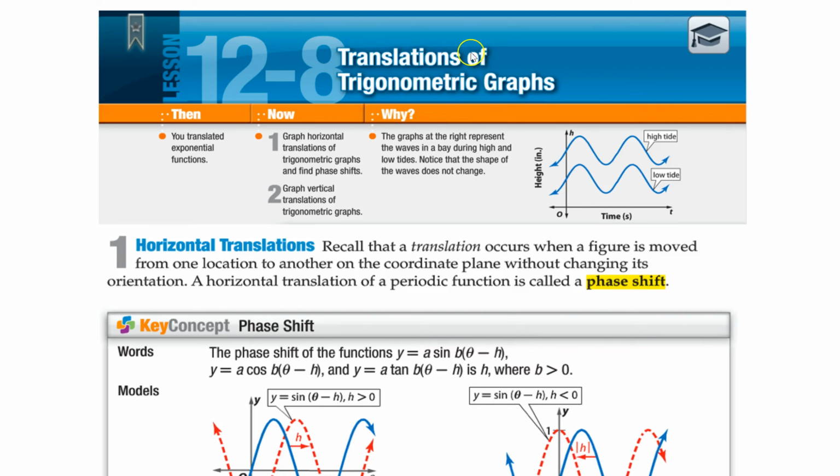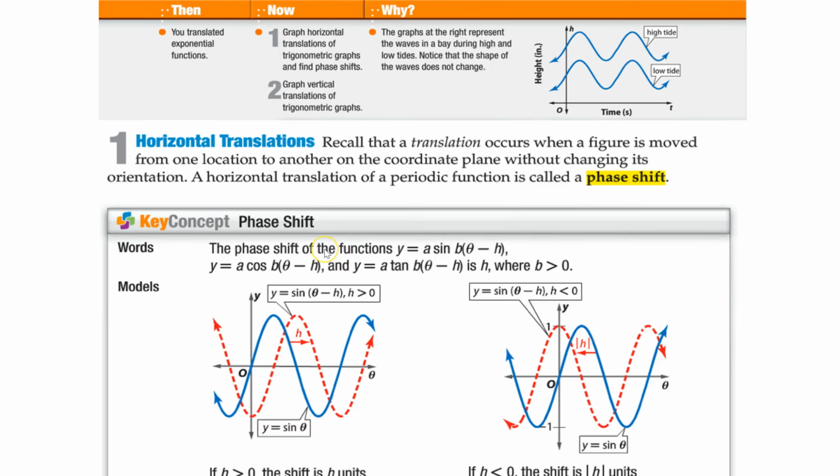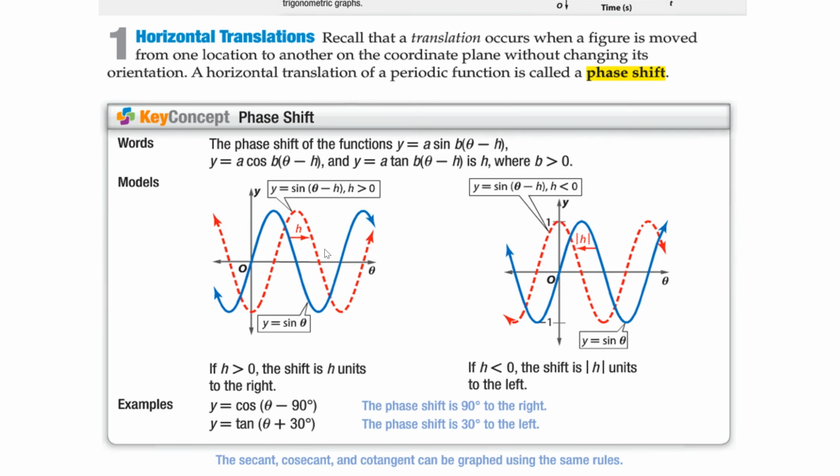12.8, translations of trigonometric graphs. So now we're going to talk about all the basic graphs we did last time, and then we're going to move them up, down, left, right, like we always do with graphs. The first type of shift is called a horizontal translation, better known when we talk about periodic functions as a phase shift. So we move a graph left, right, and call that a phase shift to be proper.